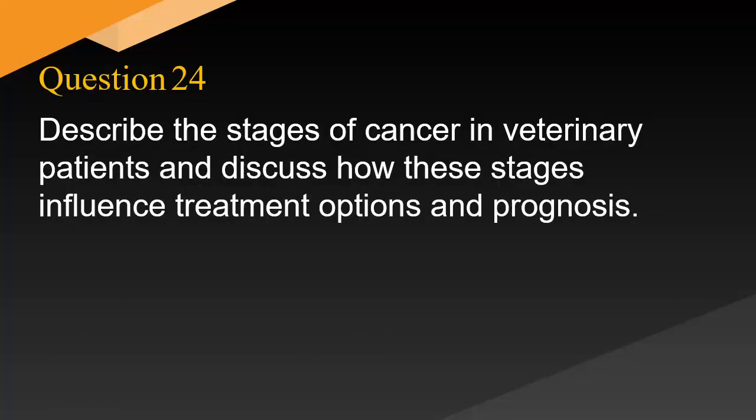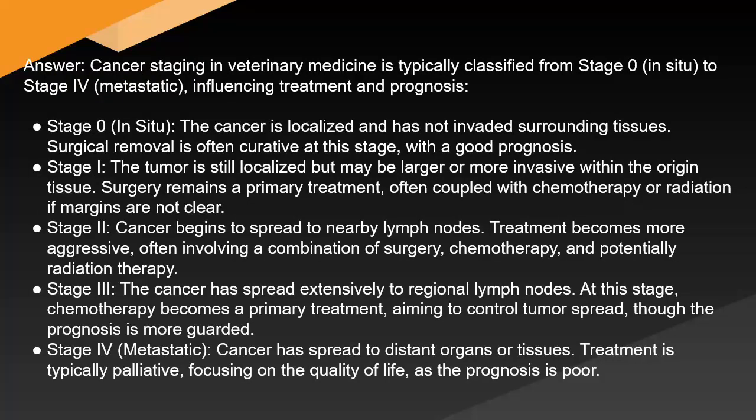Describe the stages of cancer in veterinary patients and discuss how these stages influence treatment options and prognosis. Answer: Cancer staging in veterinary medicine is typically classified from stage 0, in situ, to stage IV, metastatic, influencing treatment and prognosis. Stage 0, in situ: the cancer is localized and has not invaded surrounding tissues. Surgical removal is often curative at this stage with a good prognosis. Stage I: the tumor is still localized but may be larger or more invasive within the origin tissue. Surgery remains a primary treatment, often coupled with chemotherapy or radiation if margins are not clear.